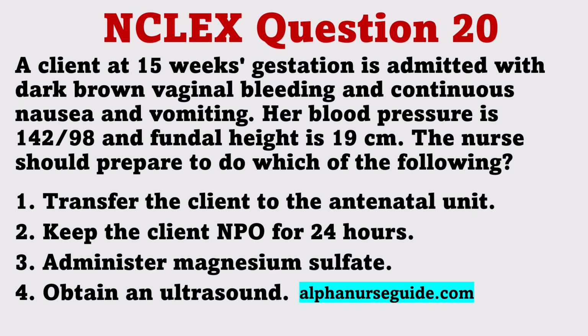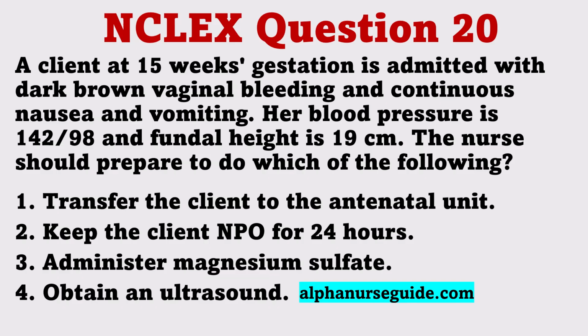A client at 15 weeks gestation is admitted with dark brown vaginal bleeding and continuous nausea and vomiting. Her blood pressure is 142/98 and fundal height is 19 centimeters. The nurse should prepare to do which of the following? 1. Transfer the client to the antenatal unit. 2. Keep the client NPO for 24 hours. 3. Administer magnesium sulfate. 4. Obtain an ultrasound.